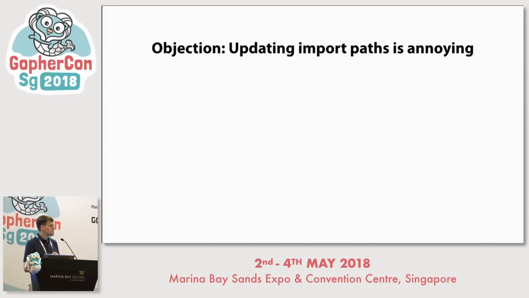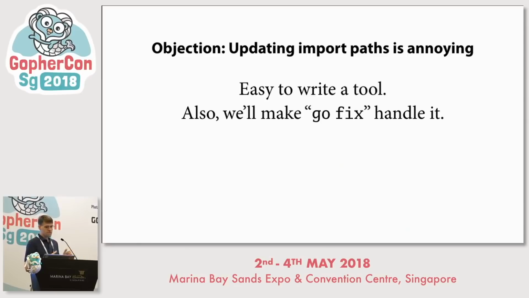Another common objection is that upgrading from, say, v2 of a module to v3 of a module requires changing all the import paths referring to that module, even if the client code doesn't need any other changes because the parts that it uses are not being broken in an incompatible way. This is true. It does require changing the import paths, but it's also easy to write a tool to do a global search and replace. We also intend to make it possible to handle these upgrades automatically with go fix.